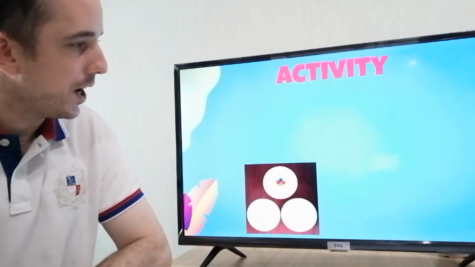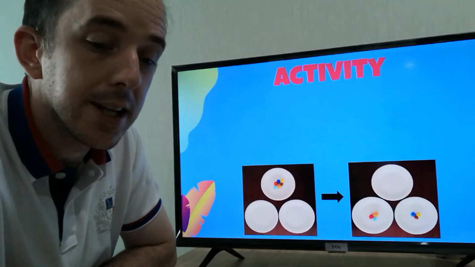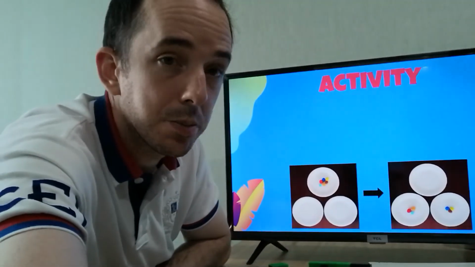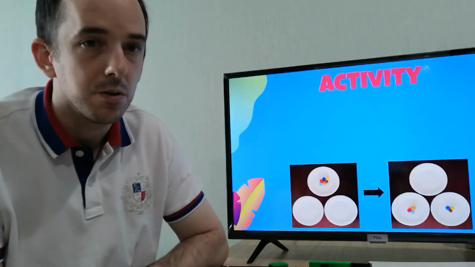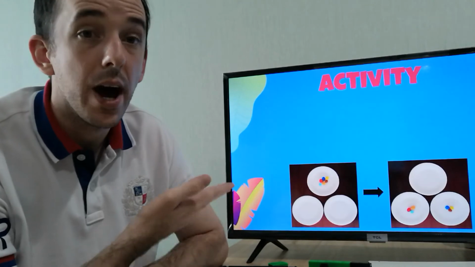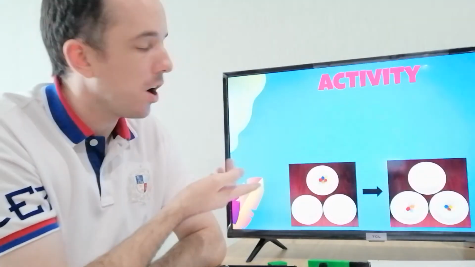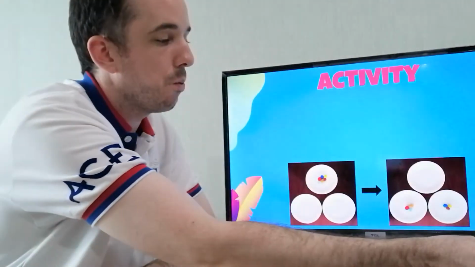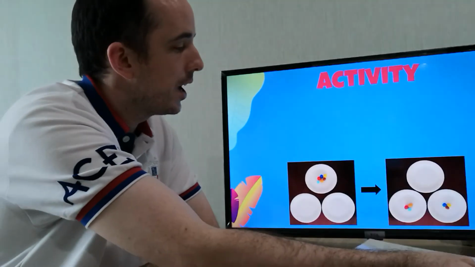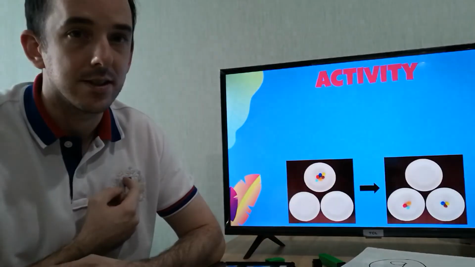Okay, so activity at home. This is just an idea for the parents to practice at home. You do not need to send me video or photo of this. I just want to show you how you can practice extra at home. You can draw 3 circles on paper. You can do it on a whiteboard like this, or you can use 3 paper plates like this.